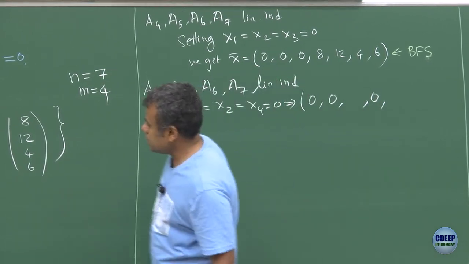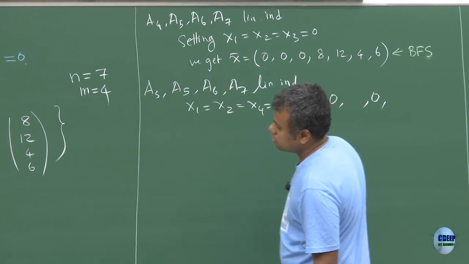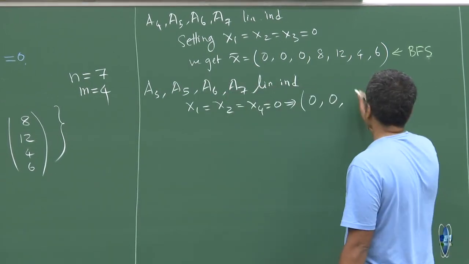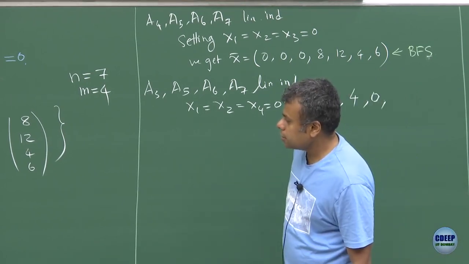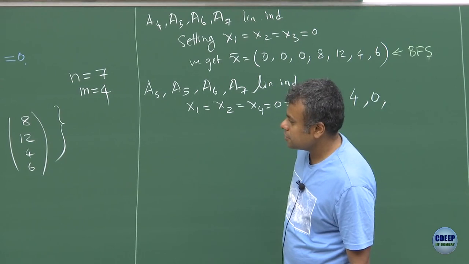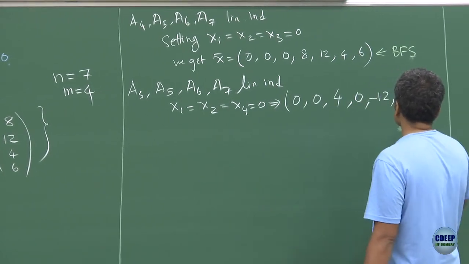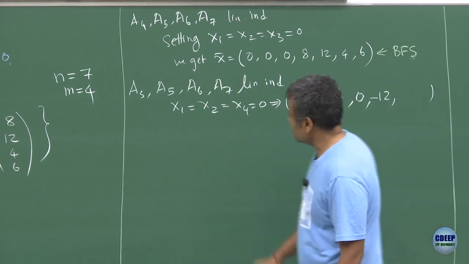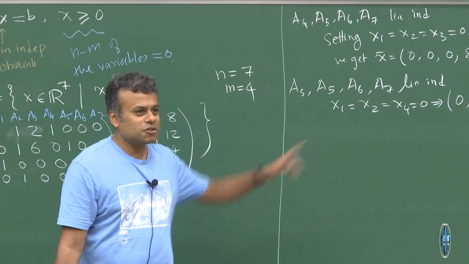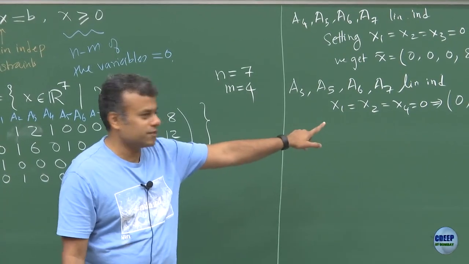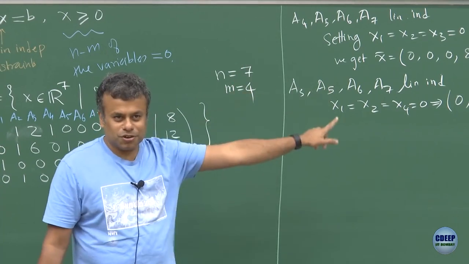So, what will be x3? x3 is going to be 4, yeah, and what about x5 then? Okay, the rest are not important. So what happens to this point? This is not feasible, right? This is not a basic feasible solution. This is a basic solution, but it's not feasible.